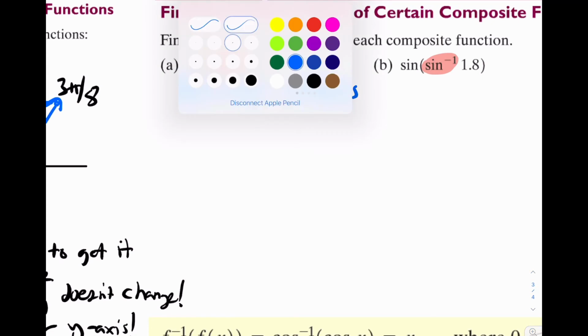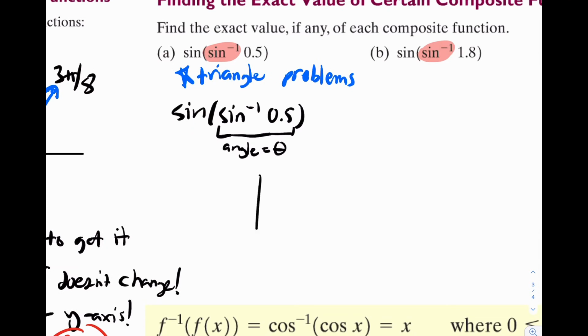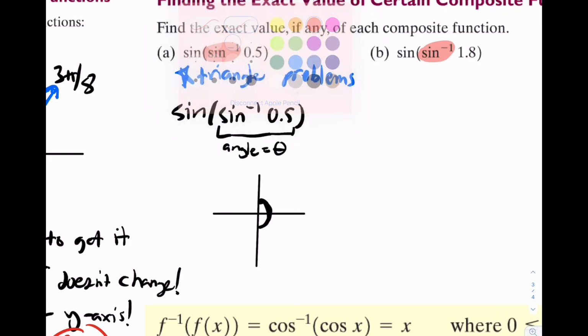So what's really neat about these is that if I write sine inverse of 0.5, you have to understand that this piece right here, this is an angle. So you can actually just call that theta. And the reason I'm bringing that up is because we're actually going to approach this the exact same way as before. Here's our axis. We're going to draw a triangle. We can only use quadrants 1 and 4 because it's sine inverse. Now notice how this is positive. So what you're going to do is you're going to draw a triangle in quadrant 1.